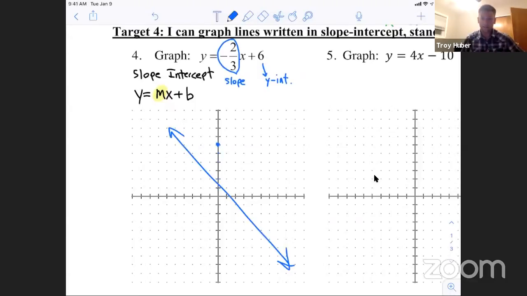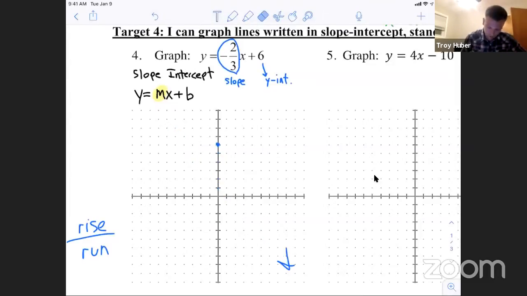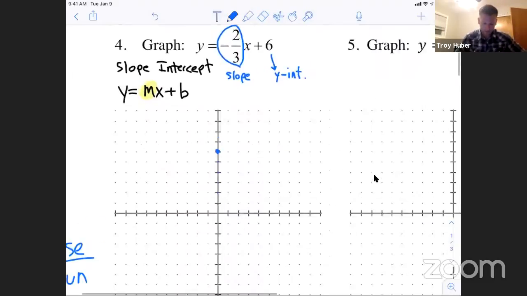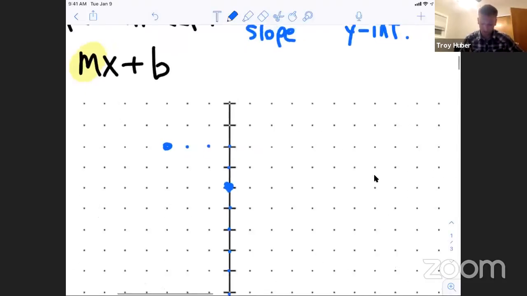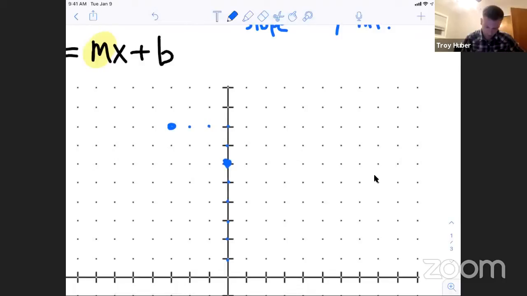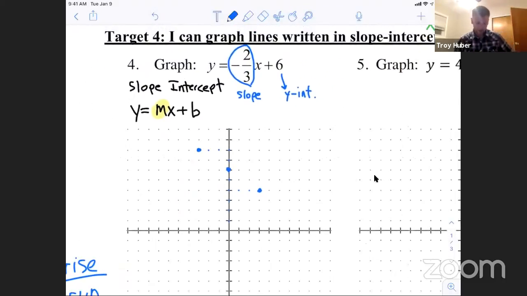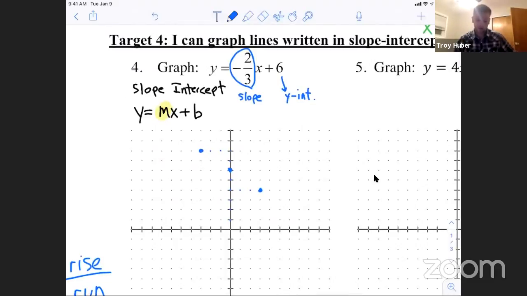So in this case, slope is always rise over run. So we want to go up 2 and then left 3. All right. Up 2, left 3. So I'll zoom in, up 1, 2, left 1, 2, 3. Okay, or you could go down and to the right. So I'm going to go down 1, 2, right 1, 2, 3. All right, now if we connect these points, that will be a graph of our line.